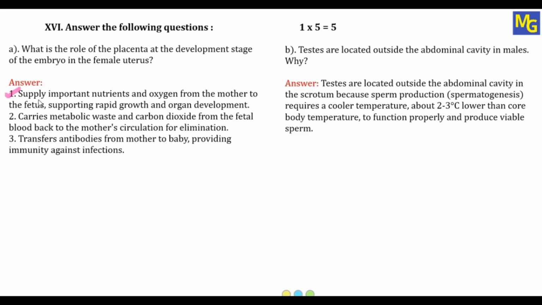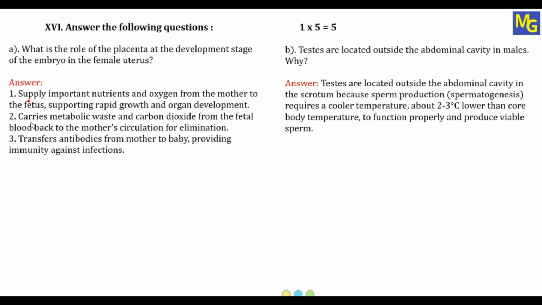So the first point, it supplies important nutrients like glucose and oxygen from the mother to the fetus. So here I'll make some correction. There is a spelling mistake. Sorry for the mistake. So it is foetus, fetus. So we will move with the next. So it supplies important nutrients like glucose and oxygen from the mother to the fetus, supporting rapid growth and organ development. So whatever nutrients and oxygen required for the fetus for its growth and for organ development, that all will be supplied with the help of placenta.